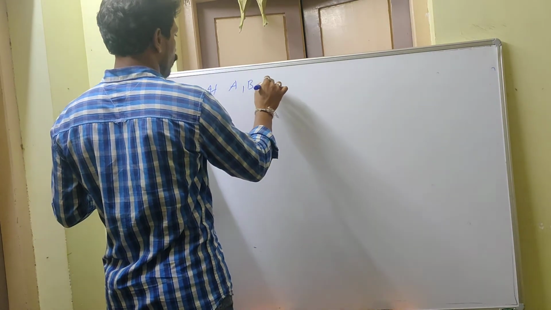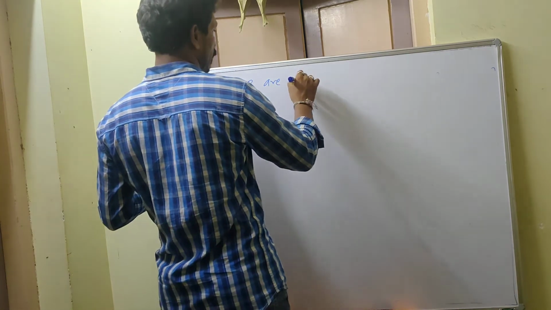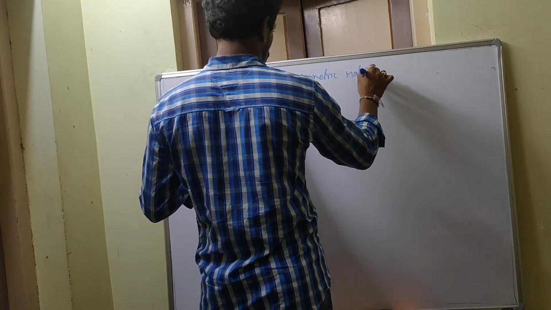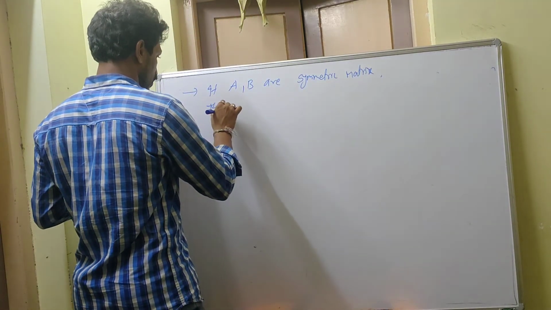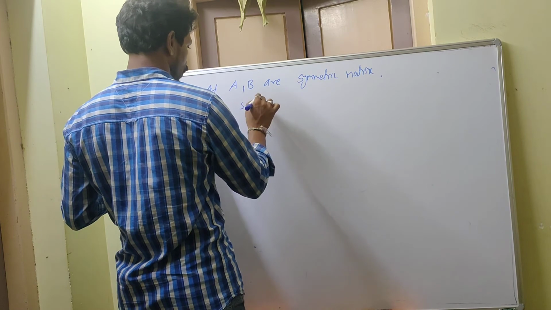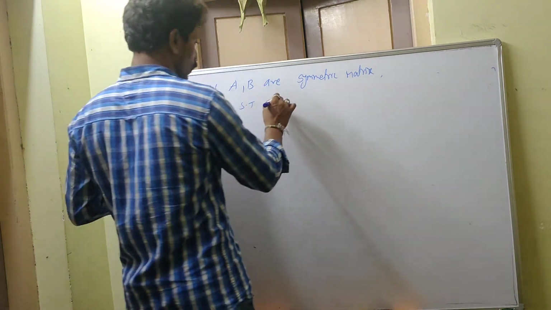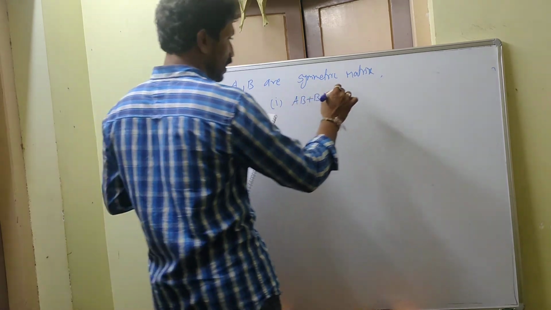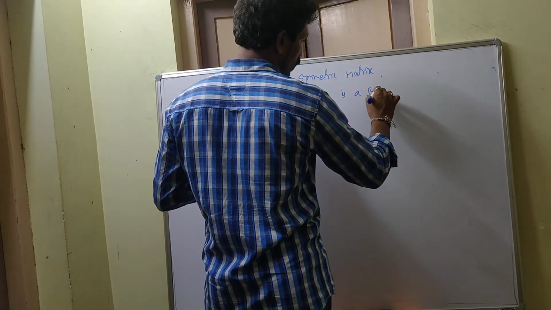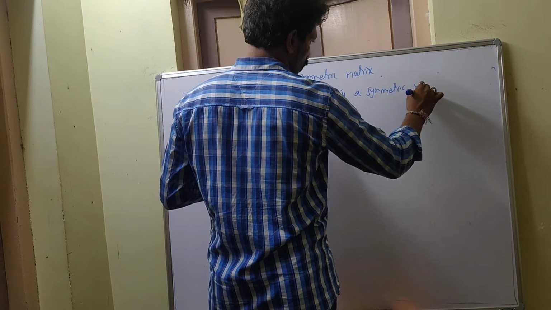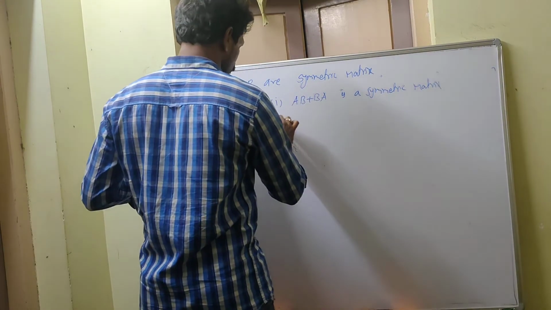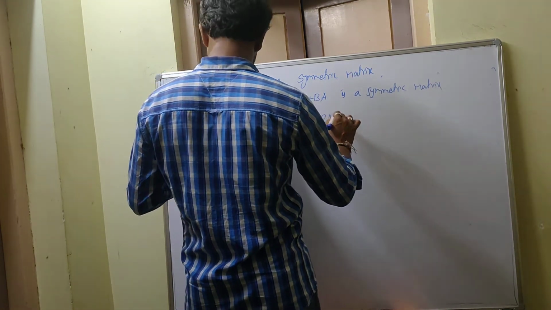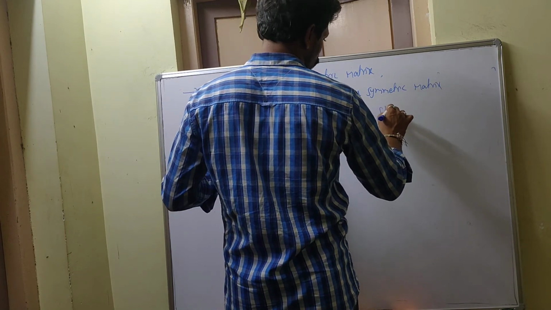If A, B are symmetric matrices, then show that first, AB plus BA is a symmetric matrix. Second, AB minus BA is a skew symmetric matrix.